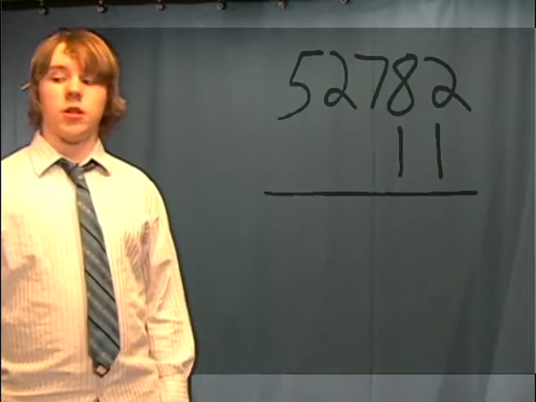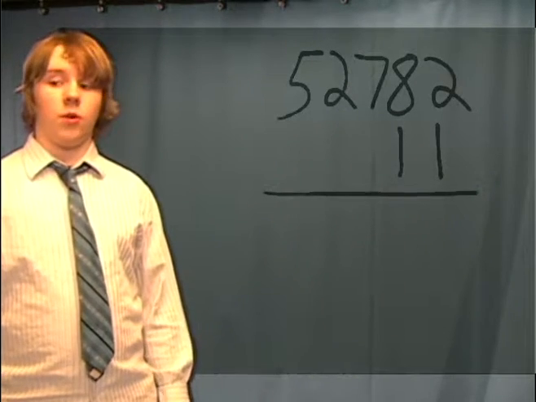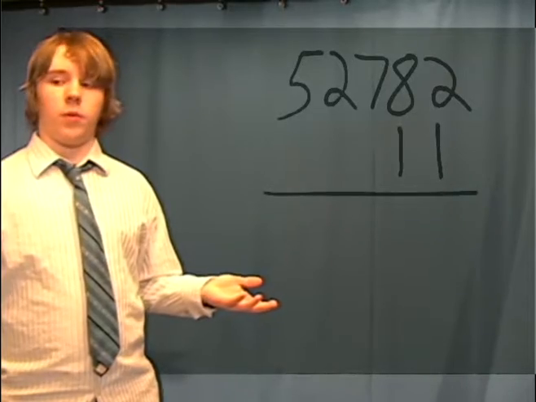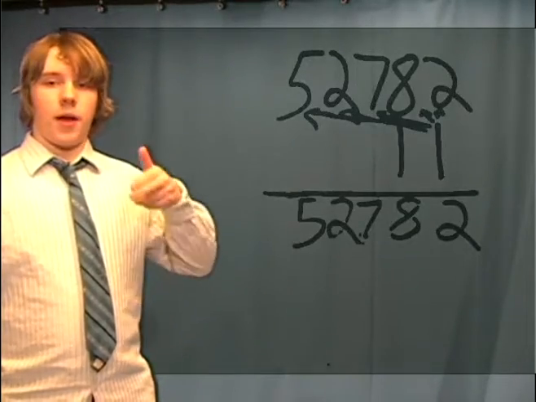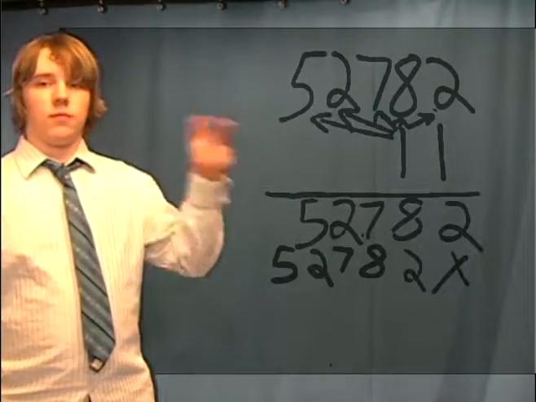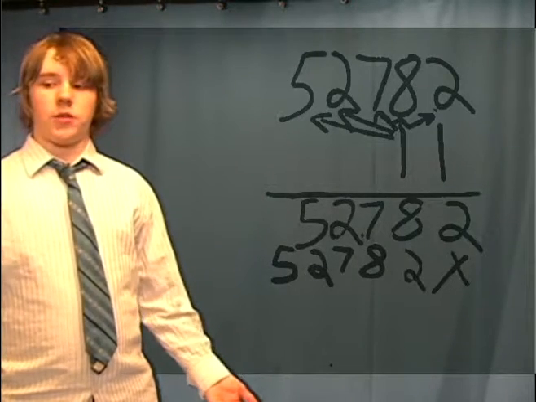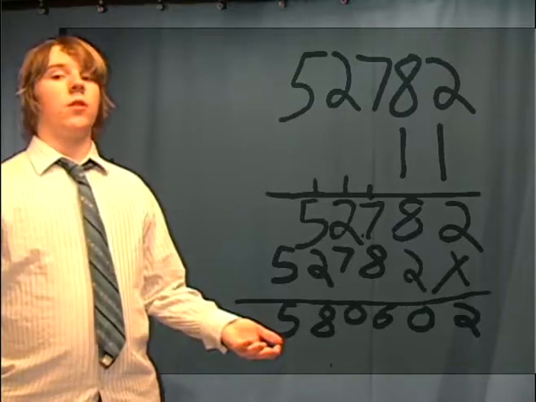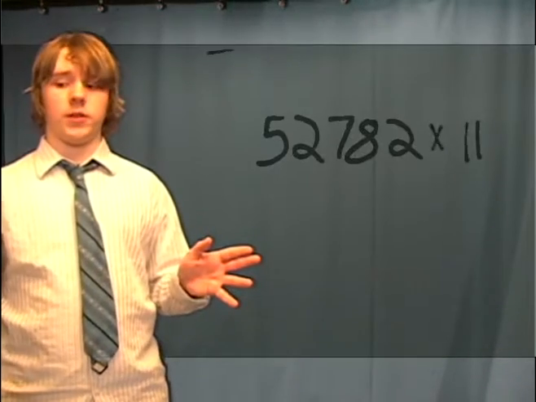Okay then, let's do multiplying by 11s. Our example will be 52,782 times 11. Alright, so the slower, more common way would be by multiplying 1 by everything. Keep doing that. And then you'd end up with an answer of 580,602.